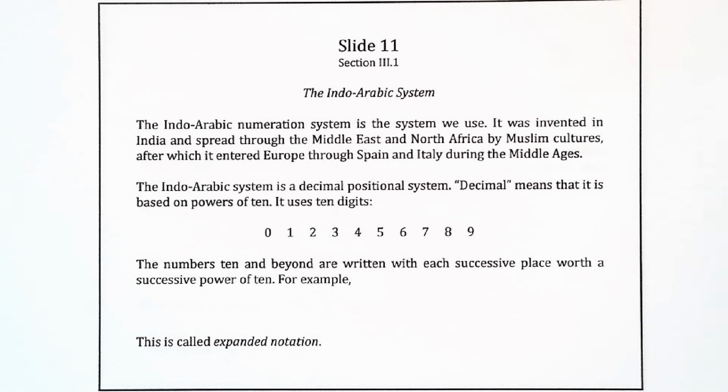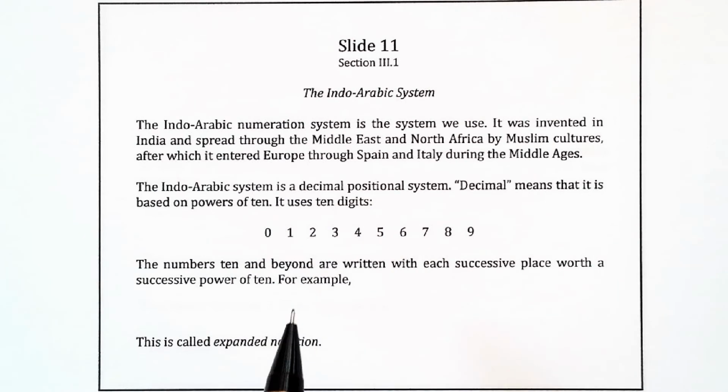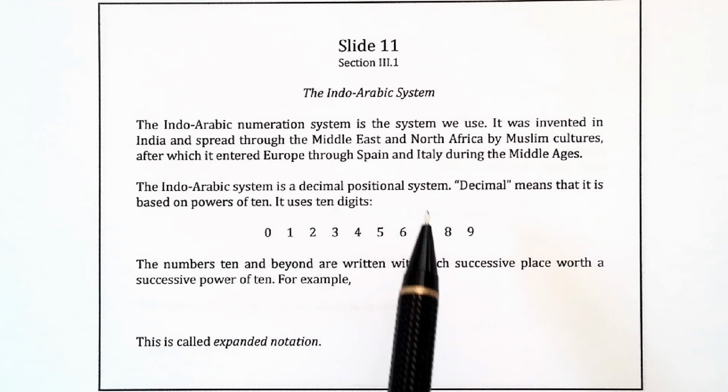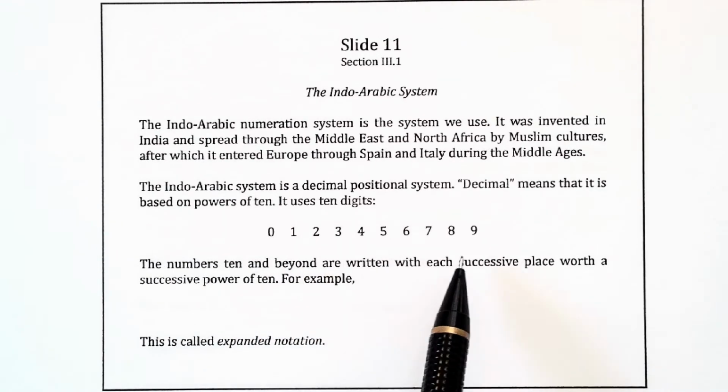So the Indo-Arabic system is a decimal positional system. That word decimal doesn't refer to a point. It refers to being base 10. It's based on powers of 10. Think of the Spanish word diez, which means 10. That word just means 10. And when we talk about the decimal system, we're talking about the base 10 system. Those words mean the same thing. Okay, it uses 10 digits: 0, 1, 2, 3, 4, 5, 6, 7, 8, and 9.